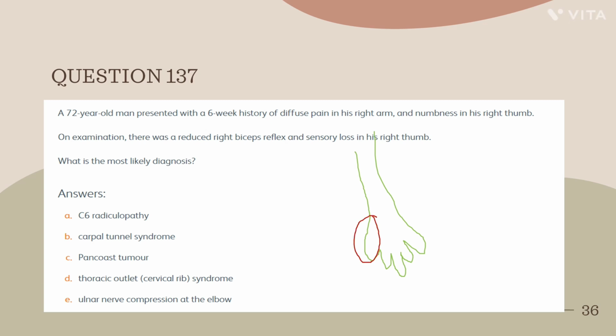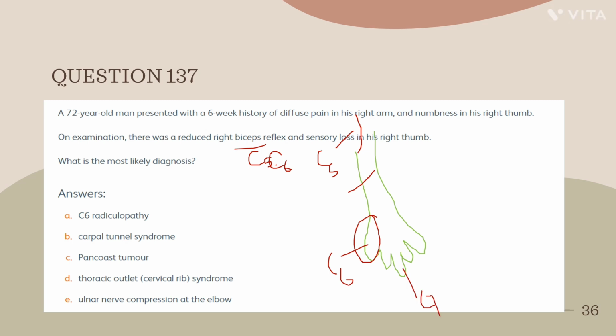Okay, there is reduced biceps. Biceps, it is C5, C6. We have to localize to one of them by looking at other signs. The thumb is affected, and there is sensory loss in the right thumb. So the dermatomal distribution I told you: in the upper arm, lateral part, it is C5. In the forearm, including the thumb and the index finger, it is C6. The middle finger and all, it is C7.